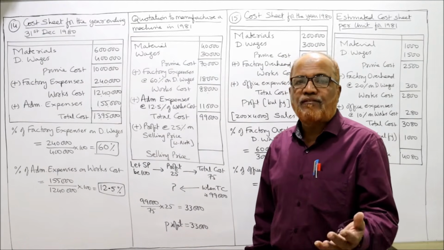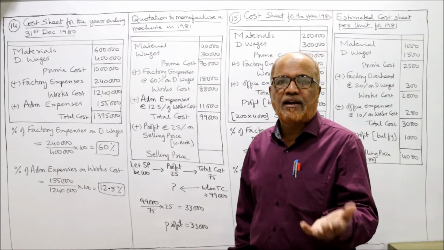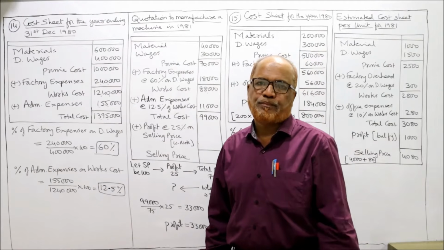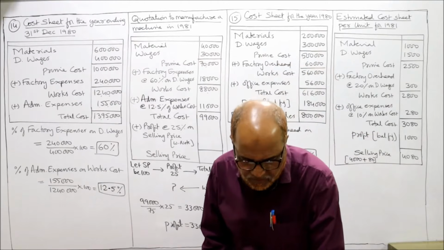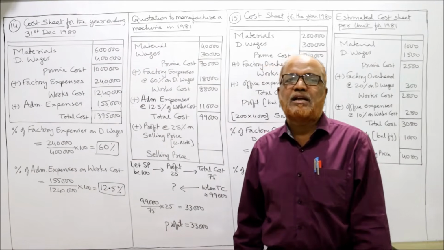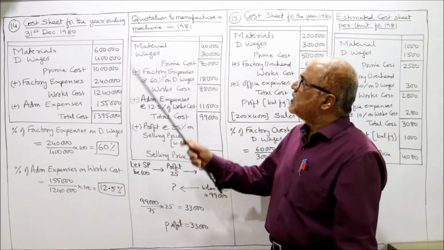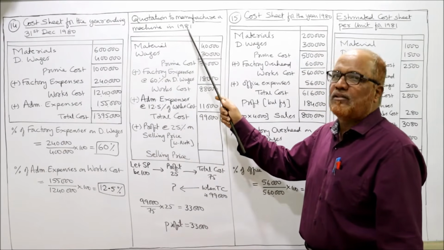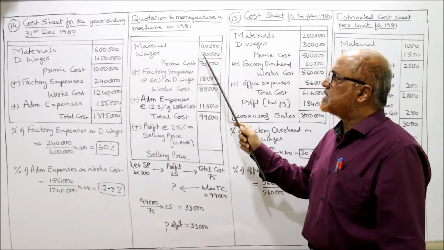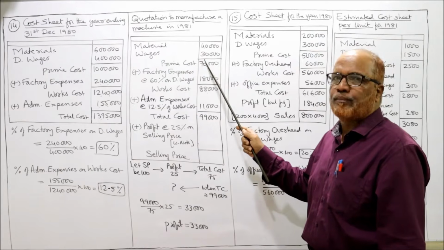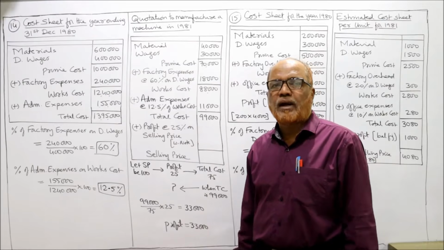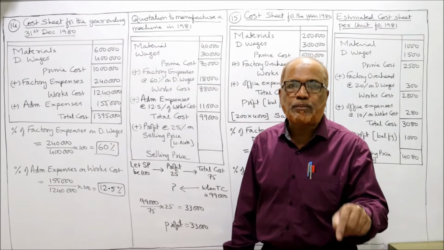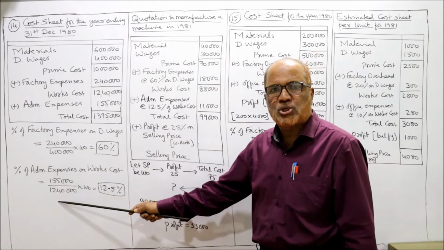In this year, the factory receives a tender to give the quotation. Material is given in the problem that we require 40,000 rupees material and 30,000 wages. So quotation to manufacture a machine in 1981, material 40,000, wages 30,000. These are given in the problem. The total prime cost. Now nothing is given regarding factory overhead and administrative overhead. For that purpose, we have calculated the percentages.